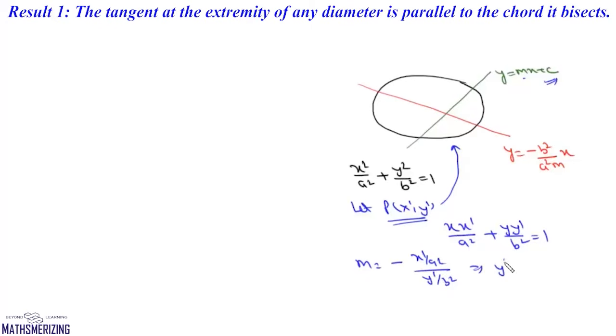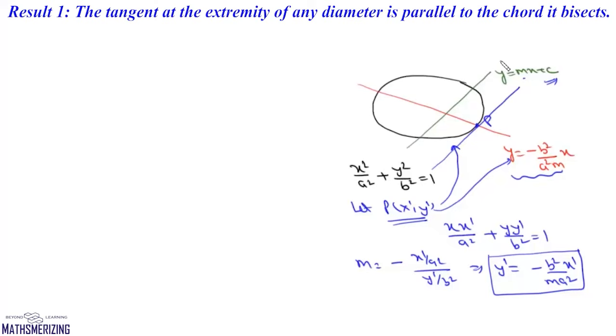So from here we can write y dash equals minus b square x dash upon m a square. So we get this result, which is y dash equals minus b square upon a square m into x dash, which simply means this x dash y dash will lie on the diameter of this chord. This point P lies on this diameter, and the tangent drawn at this point P will be parallel to the chord which this diameter bisects.